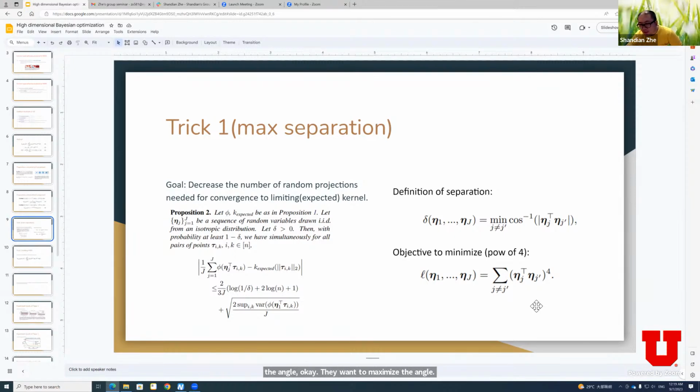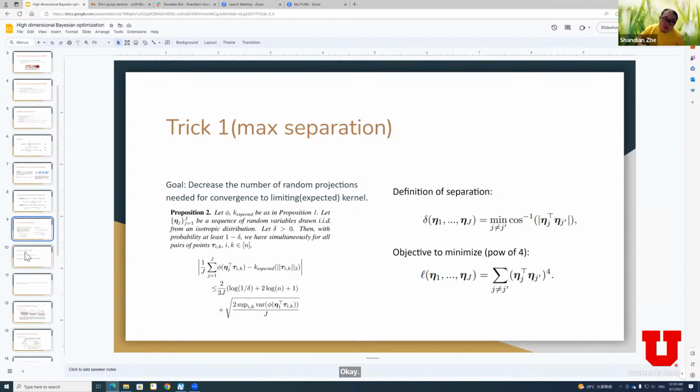Yeah, the larger the angle, the smaller the cosine value, right? So I think the larger the... Or the dot product. Dot product represents kind of distance. Okay, the smaller the dot product, the larger the distance. Oh, okay. Then that makes sense. Okay. So yeah, they just do this kind of trick.